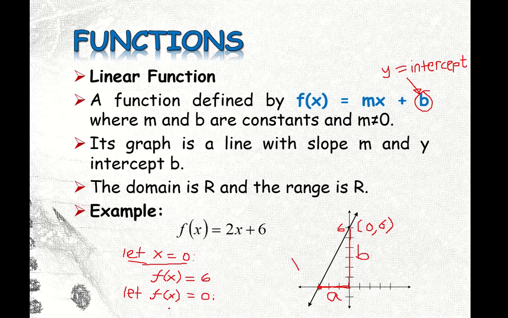So when f of x equal to 0, you transpose the 6 to the left side, then you solve for x, so you divide both sides by 2, which is the coefficient of x, then you will get x equal to minus 3. Okay, so x equal to minus 3. Therefore, the coordinates of this point here is minus 3, 0. That is the value of x when f of x is equal to 0.